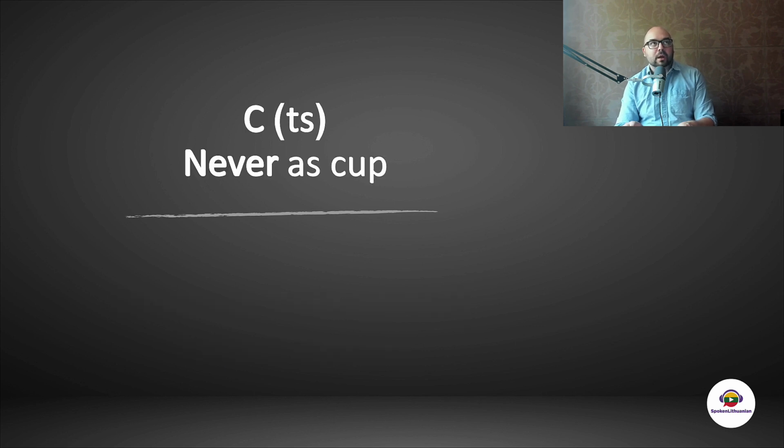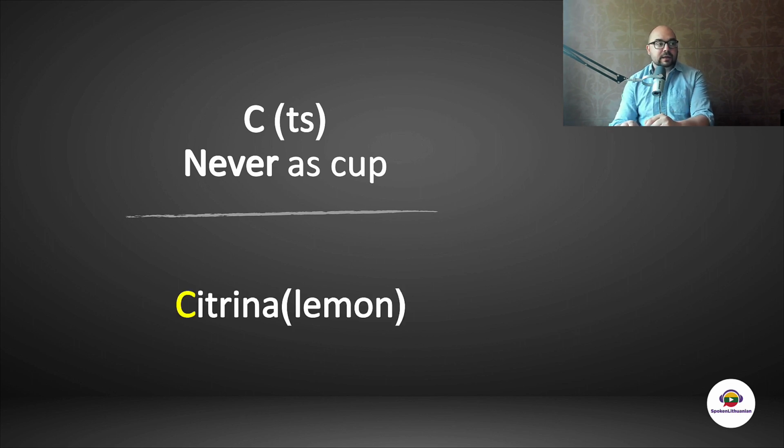Now C. An important thing to remember here is that it's never like in cup, for example, right? It's like tss, like T and S together. Tss. For example, lemon would be citrina. You can always see the saliva shooting out when you say this letter, right? It's a very explosive letter. It's not like K. Citrina, okay?